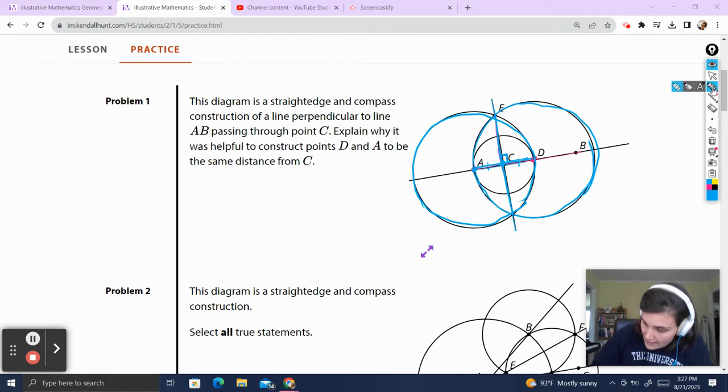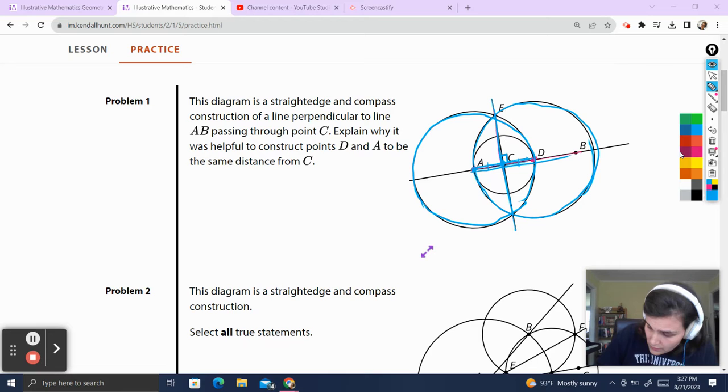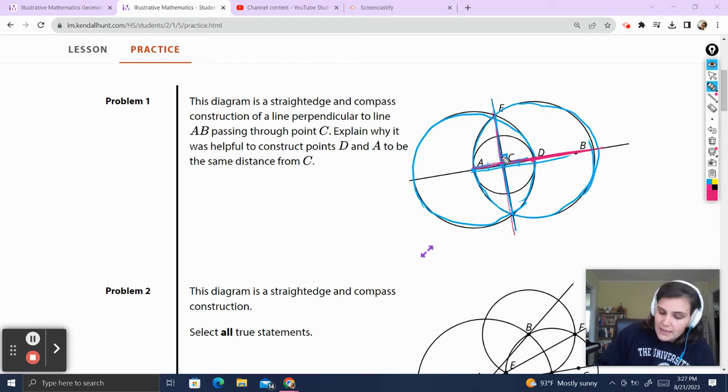Now, if we extend AD to AB, it becomes bigger. So this bisector is no longer a bisector, but that does not stop that from being perpendicular. So in order to get that perpendicular line segment, what they did was they created a perpendicular bisector of a slightly smaller segment to create that perpendicular line. And that's why they had constructed segments D and A to be the same distance from point C, because it is a perpendicular bisector.